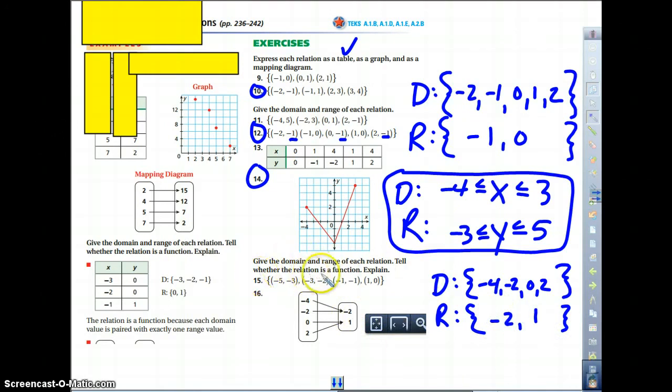Tell whether the relation is a function. Is this relation a function? Why is it a function? Yeah, each of these x values is only paired with one y value. Does it matter that the y values get more than one x value? No, that doesn't matter. If you graph this, it will pass the vertical line test.